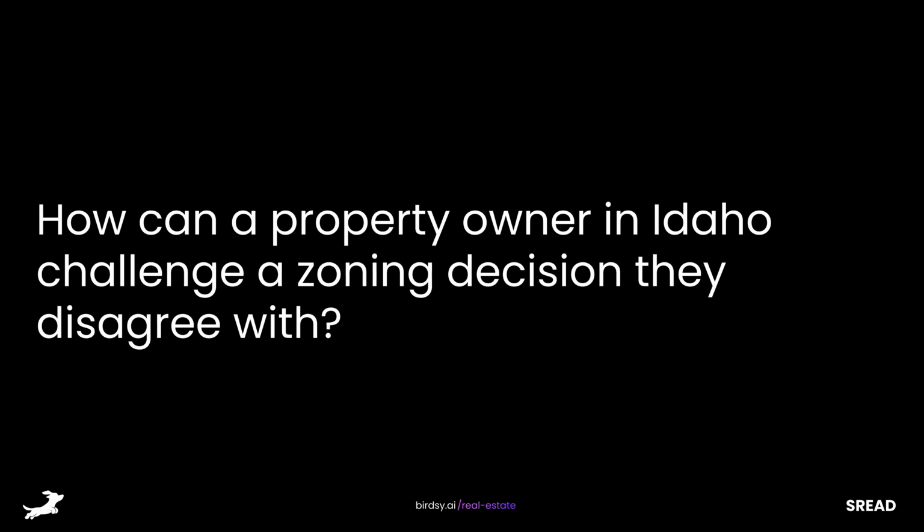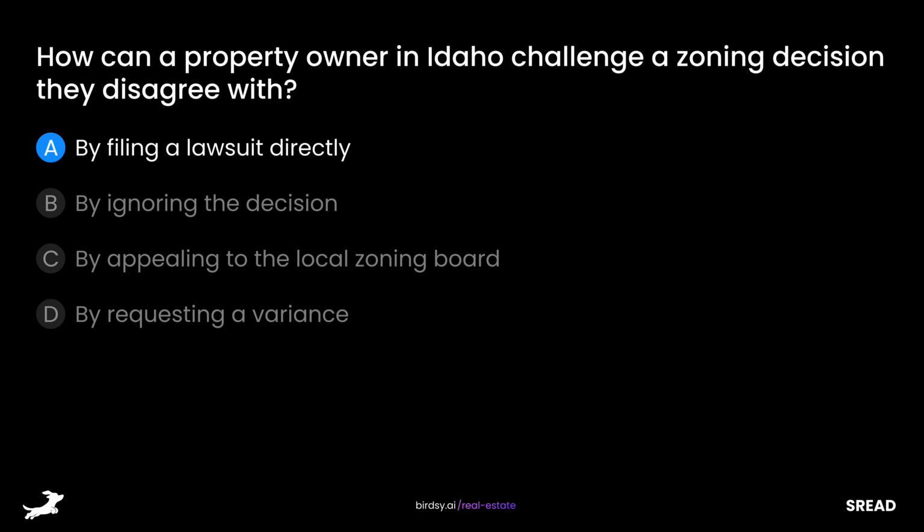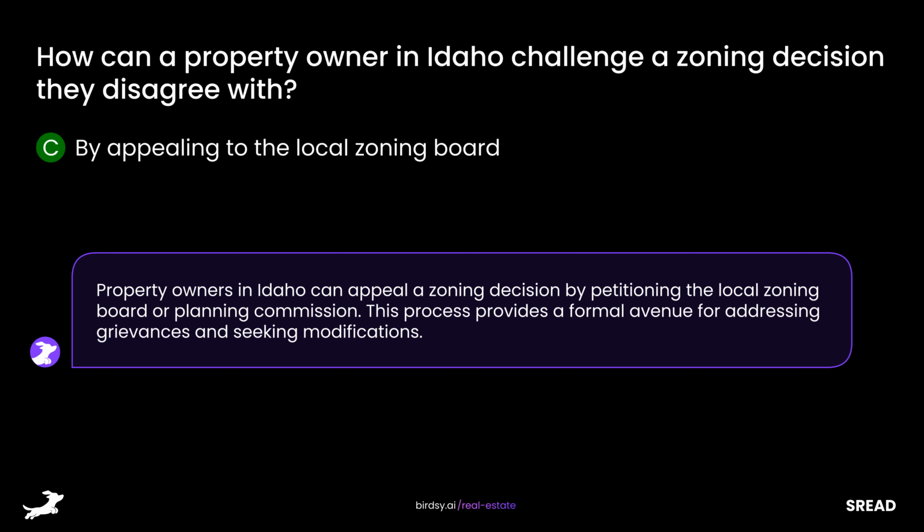How can a property owner in Idaho challenge a zoning decision they disagree with? Is it A, by filing a lawsuit directly, B, by ignoring the decision, C, by appealing to the local zoning board, or D, by requesting a variance? The answer is C, by appealing to the local zoning board. Property owners in Idaho can appeal a zoning decision by petitioning the local zoning board or planning commission. This process provides a formal avenue for addressing grievances and seeking modifications.